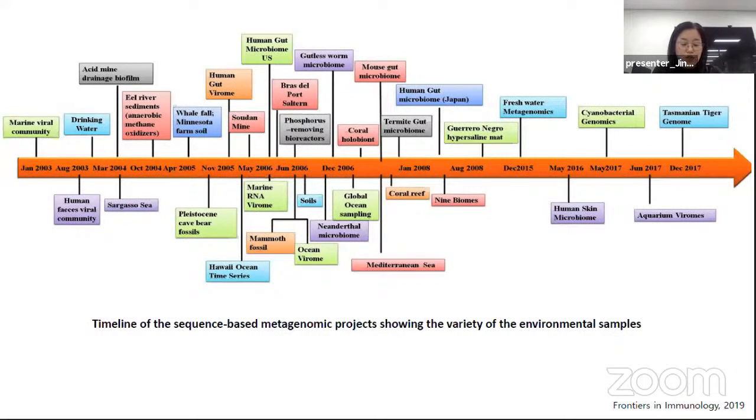In this figure, we display the timeline of sequence-based metagenomics studies and show the range of environments between 2003 and 2017. This is an attempt to also highlight the advancement of sequencing techniques over time and provide information regarding appropriateness for applications in exploring the human microbiome and metagenomes of other diverse environments.